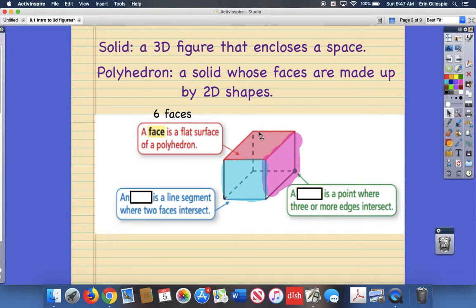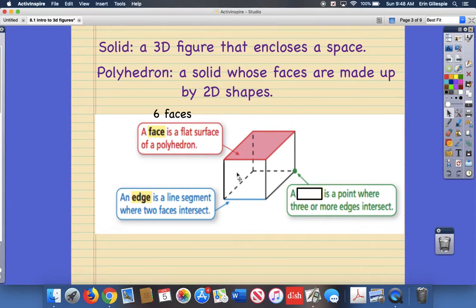So there are 6 faces there. Okay, I'm going to get rid of the highlighting just so we can see more clearly. All right, next, the blue word is an edge. An edge is a line segment where two faces intersect. So that's literally just these lines that you see on your 3D shapes, okay?